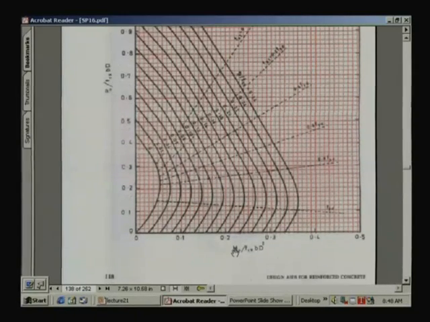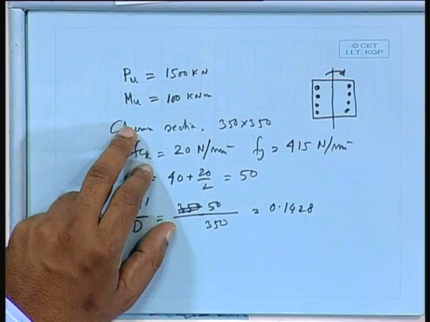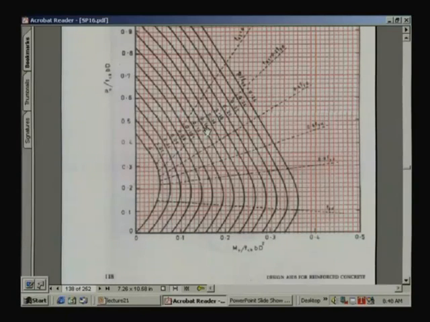So, this is Mu by fck bd square. I shall take along this line: this is one axis on which I shall get Mu by fck bd square, and Pu by fck bd I shall get along this. So, I shall get a point, and from there, what are these? These lines are for different values of p by fck, and then we can calculate the percentage of steel. So, I think I shall do it in the next class, with that specific example of how we can do it, okay.